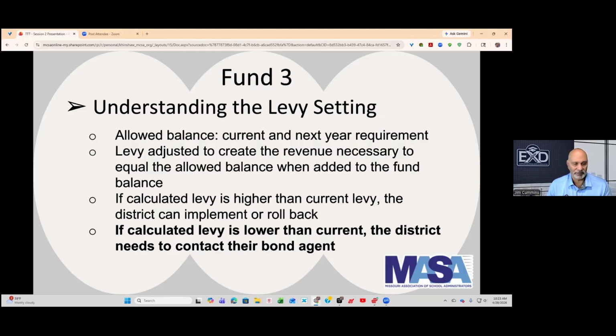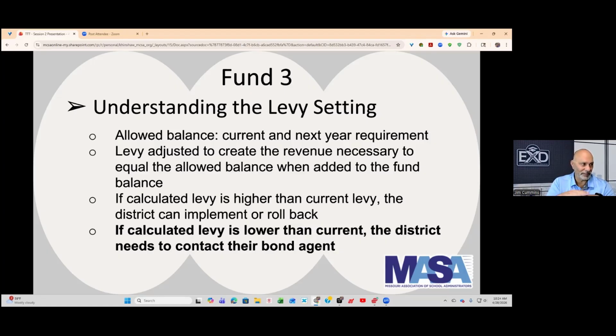If that levy, let's say you're currently at 50 cents, that's what you're levying for Fund 3. If that calculation comes back at 60 cents, that means that you could levy 10 cents more and not be out of compliance. So in other words, that extra 10 cents would not put you over this year and next year's need. What most districts do in that scenario is they will dial it back to 50 cents because that's comfortable to cover.